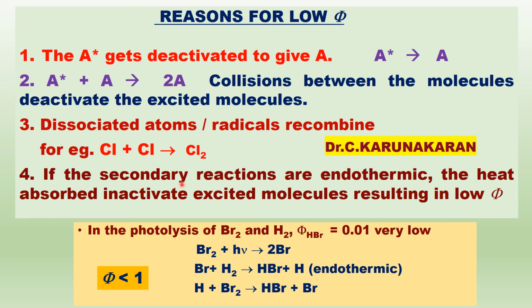In the case of photolysis of bromine and hydrogen, phi is very, very low because the bromine radicals, the bromine atoms, highly reactive atoms, react with hydrogen to give HBr plus H. This reaction is endothermic, whereas in the case of H2 plus Cl, it is exothermic and heat is released. Therefore, if the secondary reactions are endothermic, the heat absorbed deactivates the excited molecule, resulting in low quantum yield.